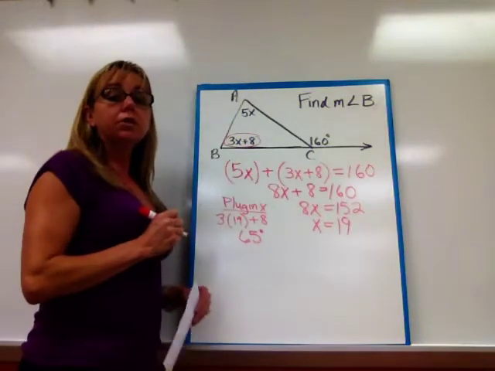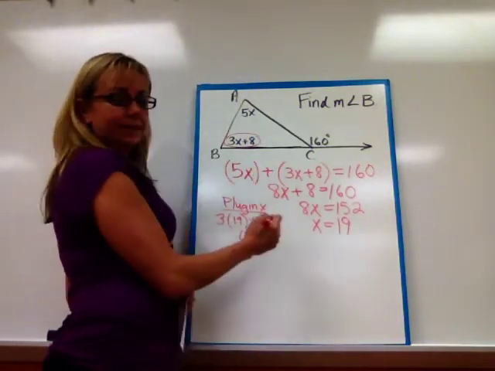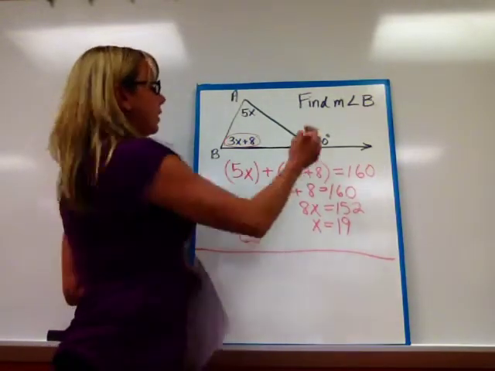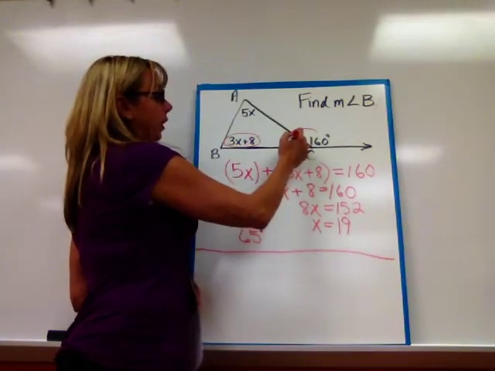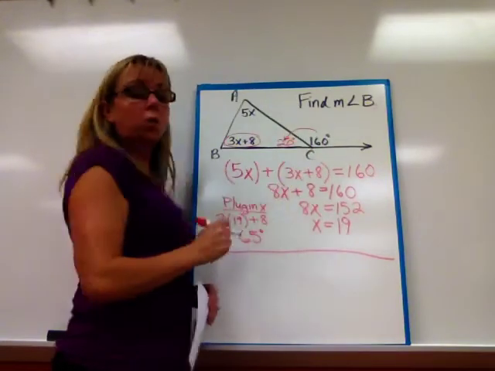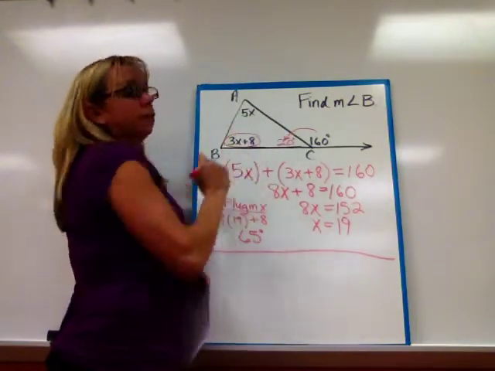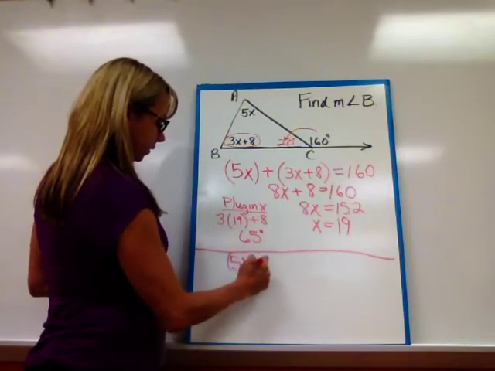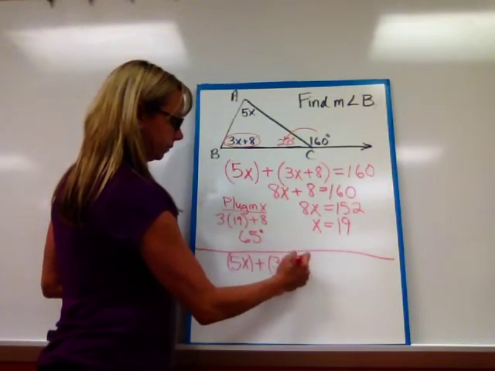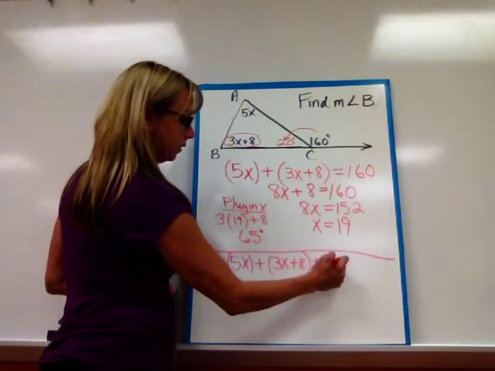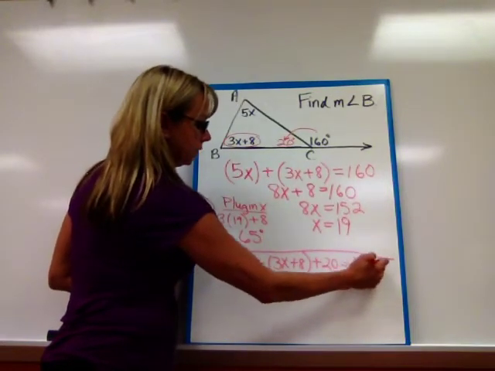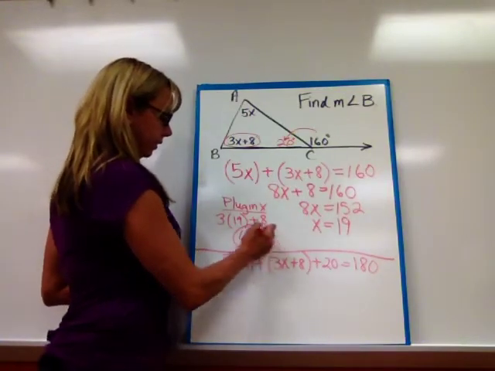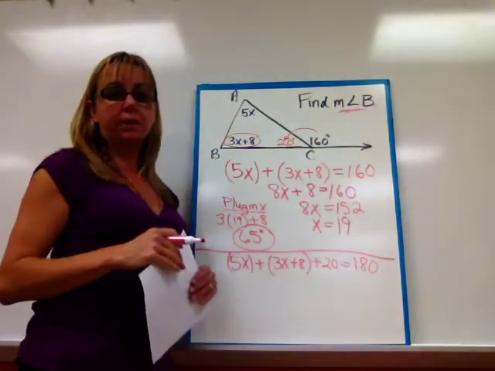All right, there is another way to do this problem. If you did not see this, another way that you could have set it up, I'm not going to finish it, but I'll just show you. If you notice that these guys are a linear pair, that's 20. You know that all three angles of any triangle add up to 180. So you could do 5x plus 3x plus 8 plus 20 equals 180, and you could solve for x that way. Once again, not forgetting to go back and plug in, because that's the answer that they wanted.